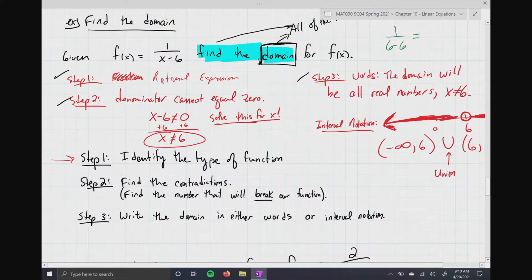If I let x equal 6, then I'm going to get 1 over 6 minus 6, which is 1 over 0, and that breaks the function. So I need to find that. Then I write out my domain.